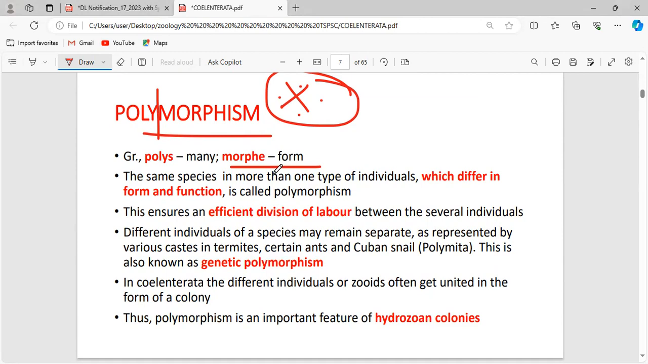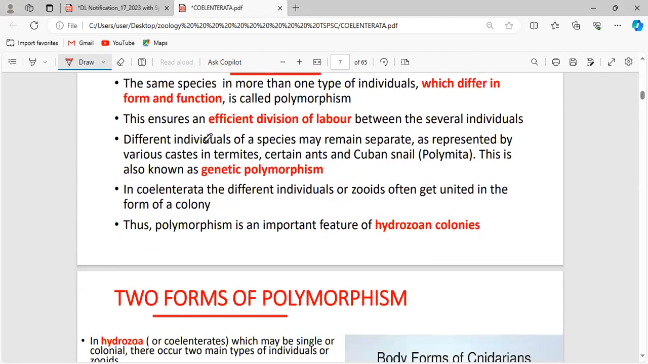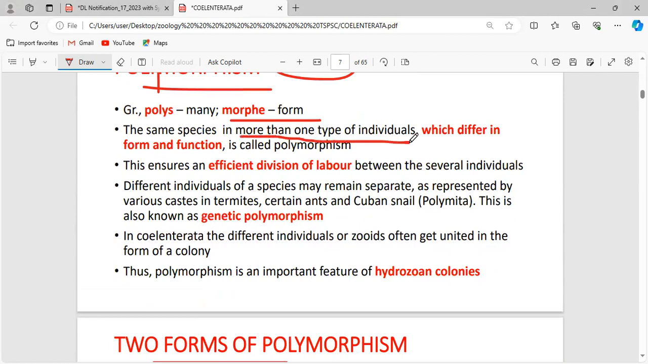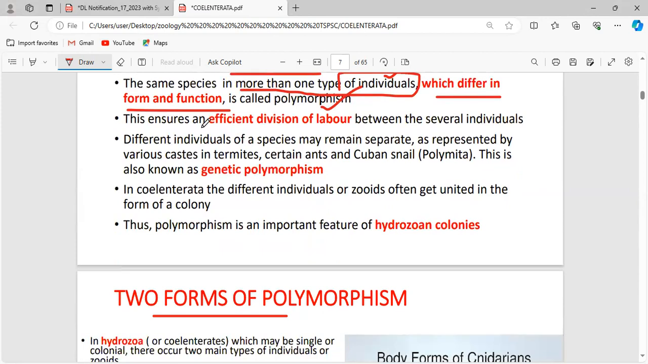When it comes to polymorphism, many different forms are exhibited by the organisms placed in the Coelenterata. See, the same species having more than one type of individual, which differ in form and function, is called polymorphism. Each individual has its own form and function. This ensures an efficient division of labor between the several individuals.